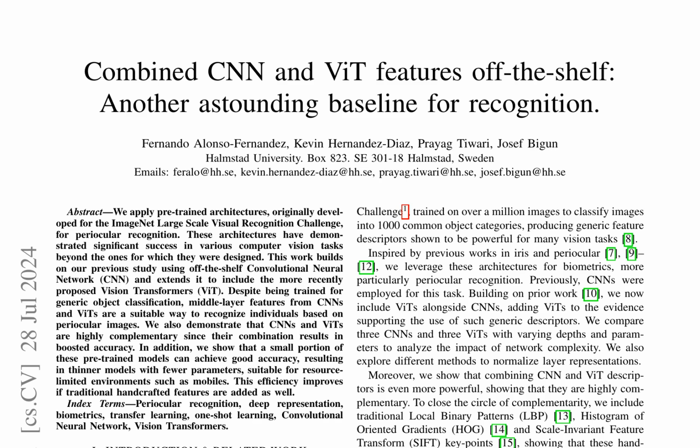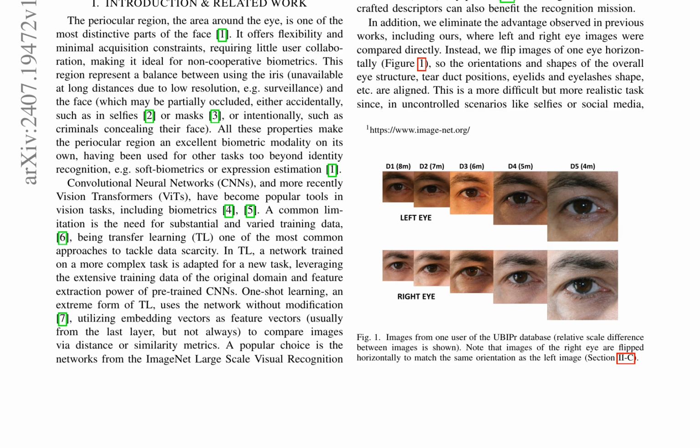The authors employed transfer learning, specifically one-shot learning, to tackle data scarcity. They compared 3 CNNs and 3 ViTs with varying depths and parameters, analyzing the impact of network complexity on recognition accuracy. Additionally, they explored different methods to normalize layer representations and demonstrate the benefit of combining CNN and ViT descriptors, as well as traditional handcrafted features, such as local binary patterns, histogram of oriented gradients, and scale-invariant feature transform keypoints.